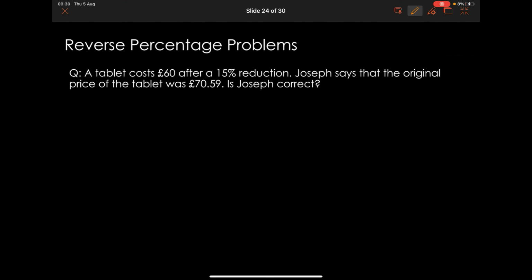Right, one more then. Why don't you pause the video and have a go at this one? and press play for the answer. Okay. A tablet costs £60 after a 15% reduction. Joseph says that the original price of the tablet was £70.59. Is Joseph correct? So, this is a reduction question. So that means that £60 is equivalent to 85% of the price, because 100 take away 15 is 85.